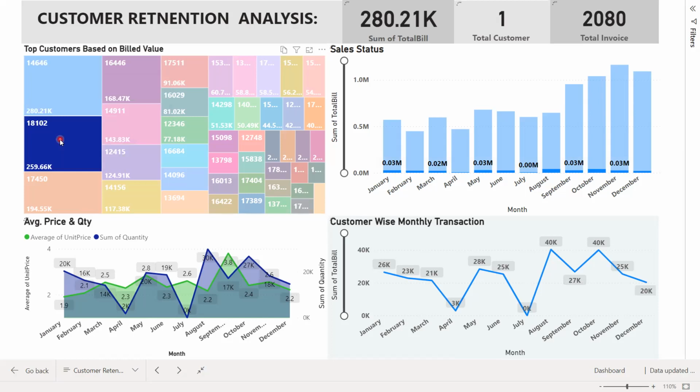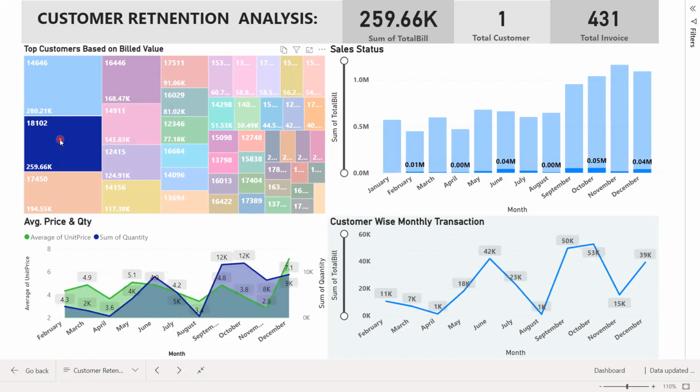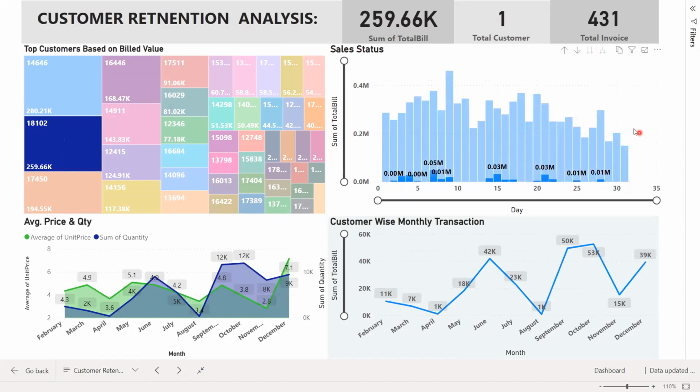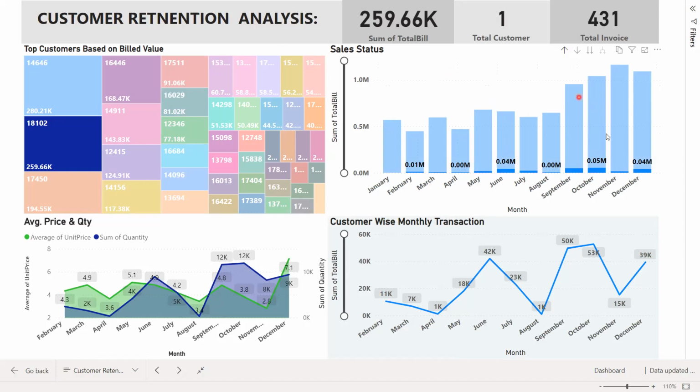Now again, one more example, customer number 18102. He has done transactions of 259,000. He is again a frequent buyer, and he has done 431 transactions. In a month, you can see he is doing a transaction every 10 days, and every month he has done some transactions.